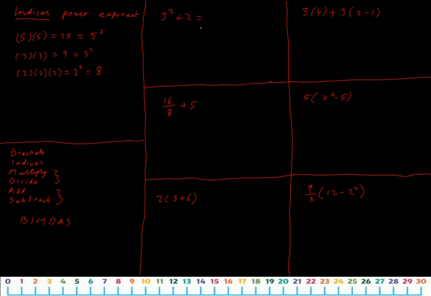Well, if I go to Bimdas, what am I going to do first? I'm not going to do this addition first because it's all the way down here. I'm going to start and see, do I have brackets? Nope. Do I have indices? Yes, I do. I have 3 to the power of 2. That's an indice. So 3 to the power of 2 means I'm multiplying 3 by itself twice. And I'm going to write that down because I need to practice it for a little bit. So 3 by 3 is what 3 squared, or what 3 to the power of 2 means. So now I have 3 by 3 is 9 plus 2, and then 9 plus 2 is 11. So that's my first answer.